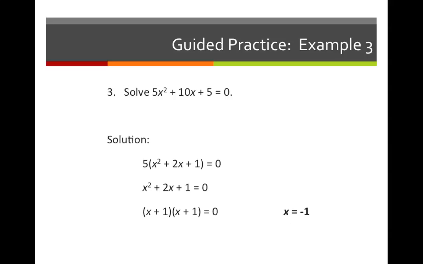Alright, so in this case we have a greatest common monomial factor of 5. And again, since that is just a number, we can divide both sides by 5 to end up with an equation of x squared plus 2x plus 1 equals 0. So now when we factor that, we end up with x plus 1 times x plus 1 equal to 0. And so both of my factors lead me to a solution of x equals negative 1.